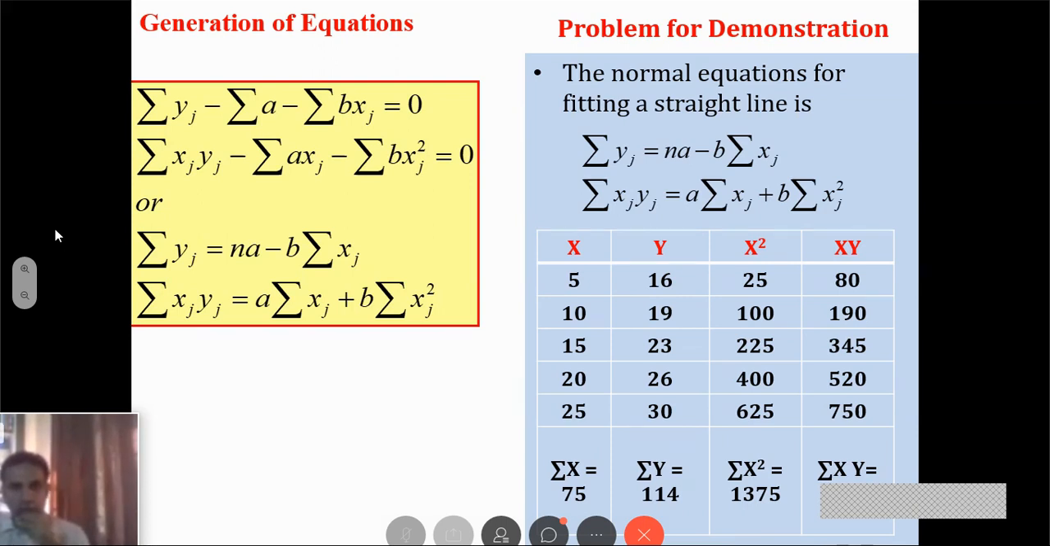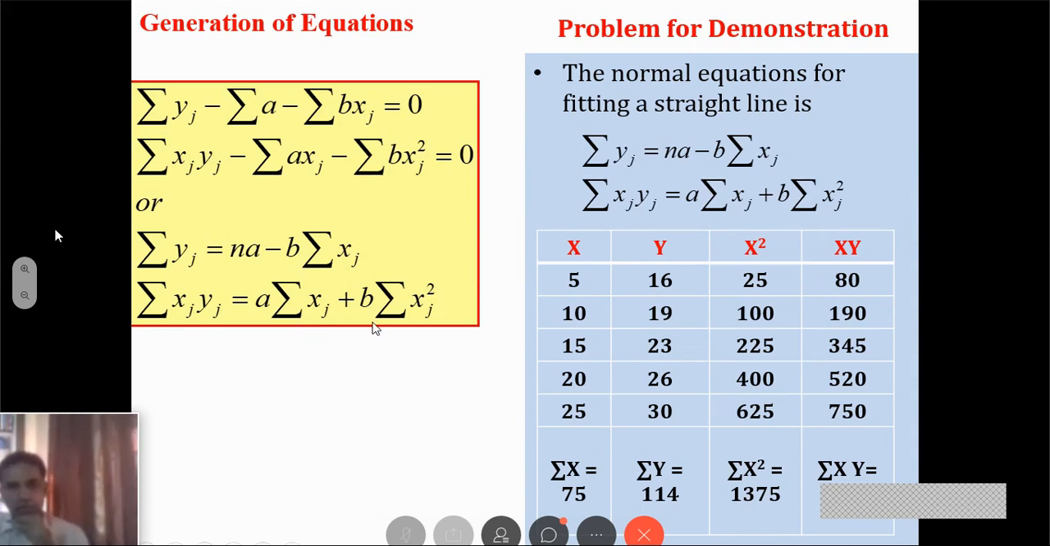Please note there is a change of sign, from minus to plus. It is plus when it comes here, because it was already minus. When transposed to this side, we get Na plus B into sigma xj. B is a constant, so I take it out: B into sigma xj. The same thing happens here. These two terms are transposed to the right-hand side, and we get A into sigma xj and B into sigma xj squared. These are the equations we need to keep in mind to assess the coefficients of the straight line, that is, the A and B estimates. So the change is Na plus B sigma xj.